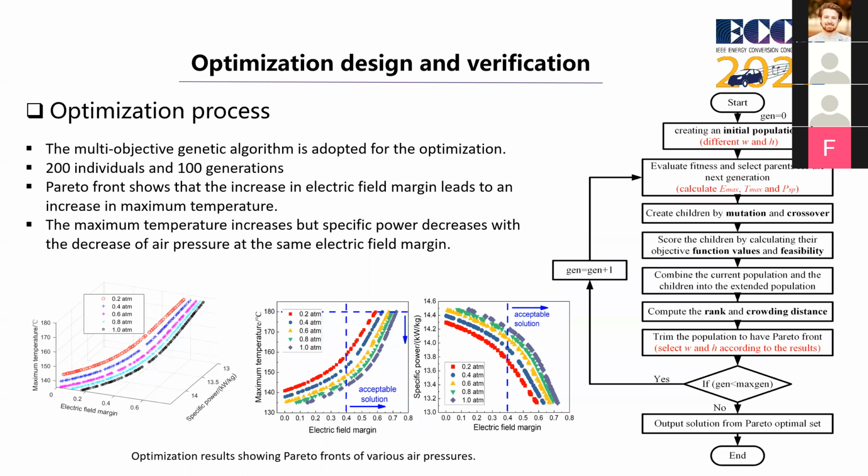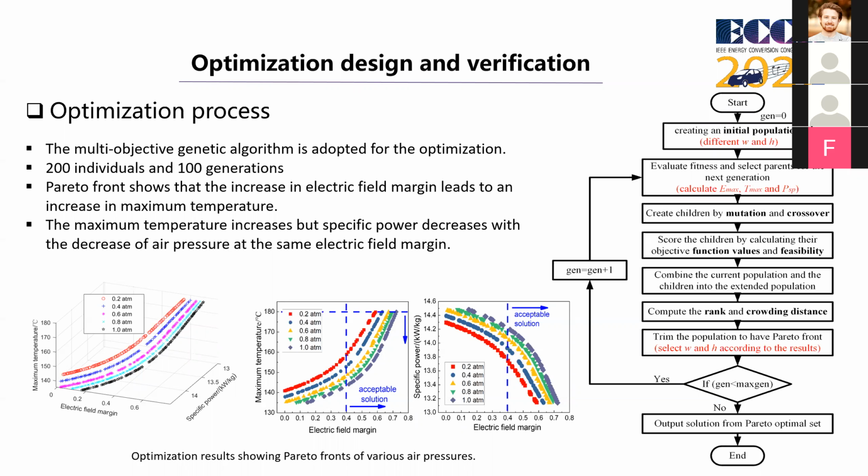The Pareto Front is obtained from the multi-objective genetic algorithm. It can be observed that the increase in electric field margin will lead to an increase in maximum temperature, which is unfavorable for reliable insulation design. And the maximum temperature increases, but the specific power decreases, with the decrease of air pressure at the same electrical field margin, which means the drop of air pressure will harm the insulation and harm the performance of the motor.